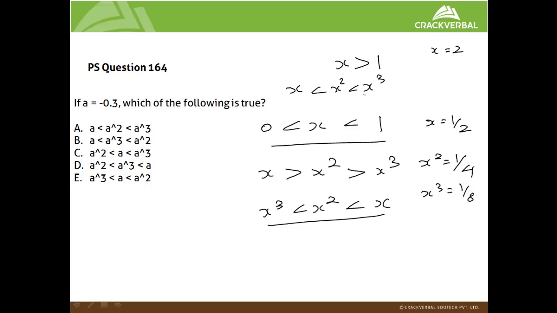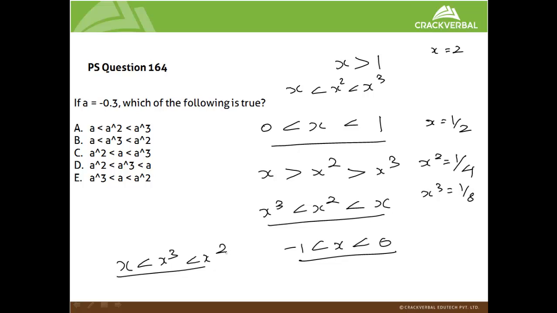So whenever the x value is between 0 and 1, if it is a proper fraction, when your denominator increases, the value decreases. So x cube has to be less than x square, which has to be less than x. Now what about x value between minus 1 and 0? Remember that this is the order, the order of the answer choice we got. x square has to be the greatest, x cube would be the next greatest, and x would be the least.